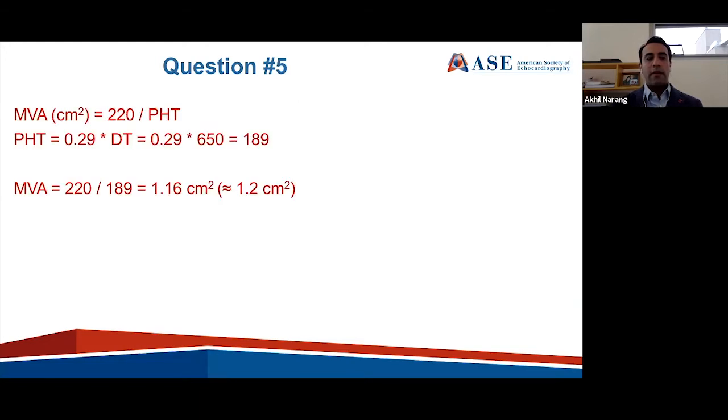How do we calculate this? In order to do this, we need to know what the mitral valve area is. The equation for the mitral valve area using pressure half time is 220 divided by the pressure half time gives us the mitral valve area. But first we need to calculate the pressure half time from the deceleration time.